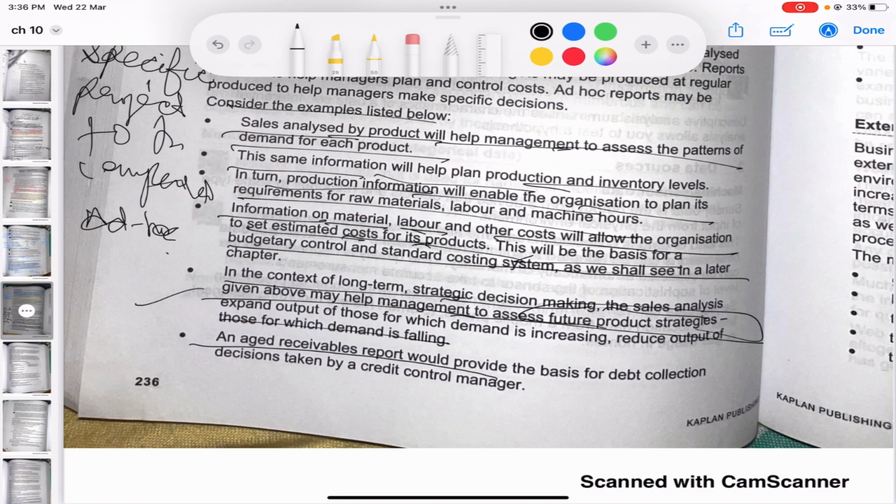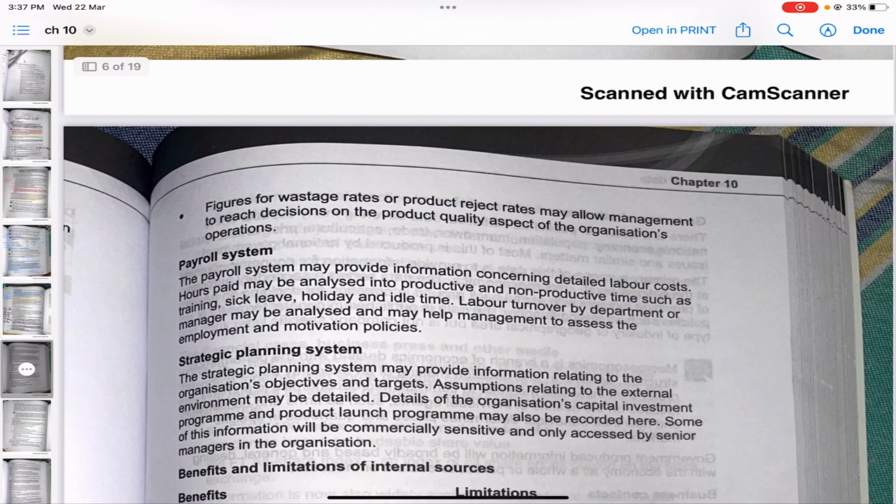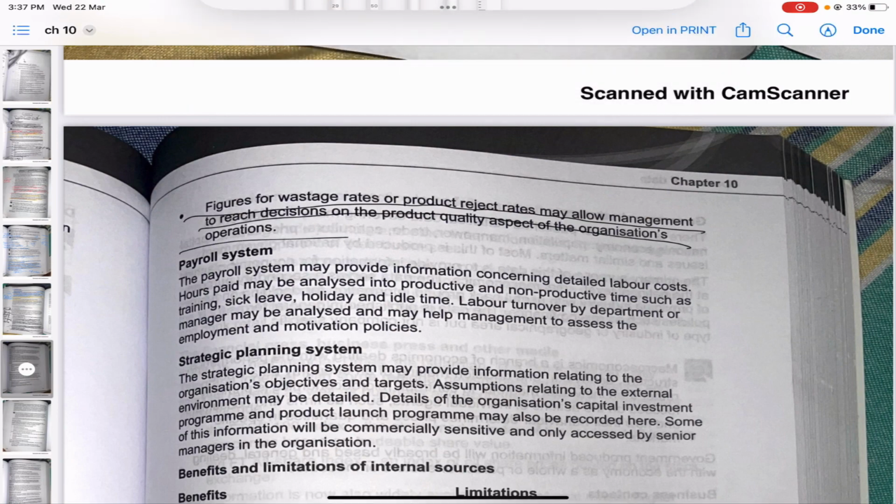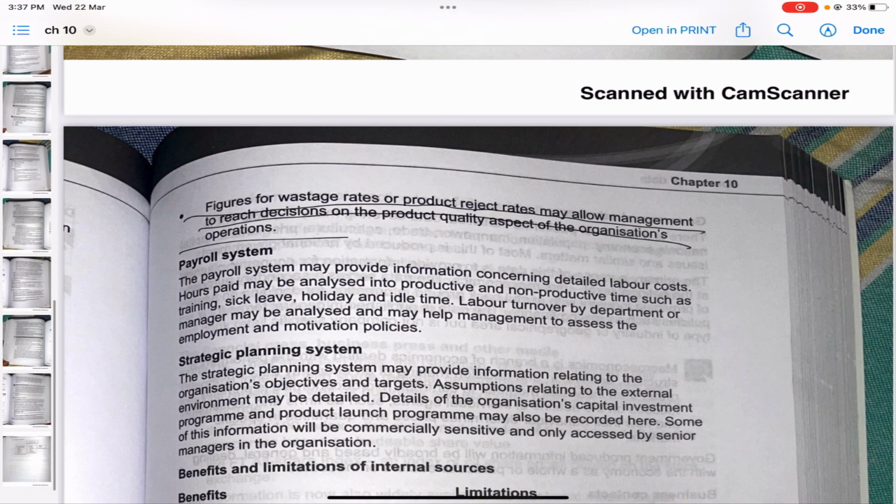An aged receivable analysis report. You remember what aged receivables were, right? How we are keeping track of and following up on how old our receivables are. Debt collection. So now we use the aged receivable analysis, and using that a credit control manager will take decisions. So this is how you can use the information from our accounting statements in order to come to some decision. Figures for wastage rates or product reject rates may allow management to reach decisions on the product quality aspect of the organization's operations. Okay.